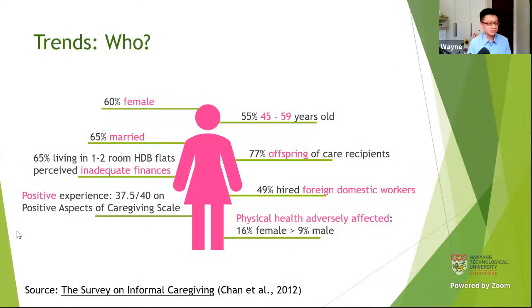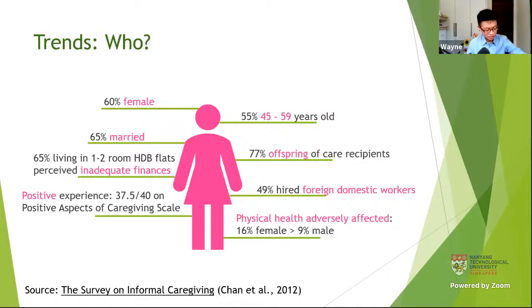According to the survey on informal caregiving, it is no surprise that females are the ones who take care of our older folks, right? 65% of them are married females. 55% of our caregivers in Singapore belong to that age group, 45 to 59. 49% hire foreign domestic workers. What about half, too? Now, this is data from 10 years ago. The survey was conducted in 2010.